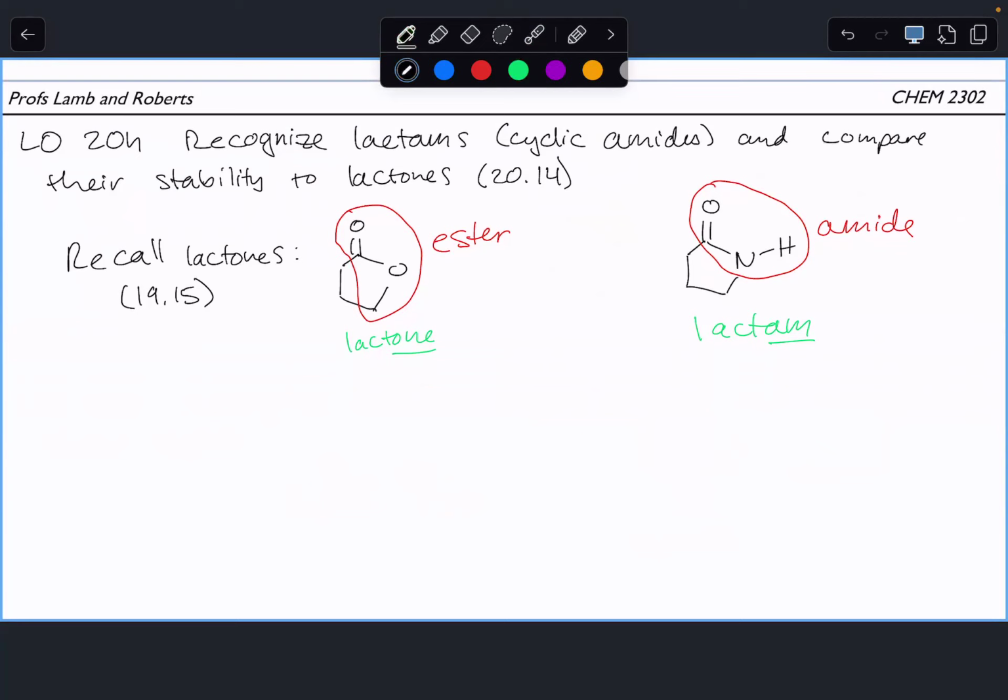And very simply, we've already learned our stability trends for amides versus esters, right? Amides are more stable than esters. You can make amides from esters. So it doesn't change when they're in a ring. So our lactams, therefore, are going to be more stable than lactones for the same reasons, right? More double bond contribution, therefore a more stable molecule.